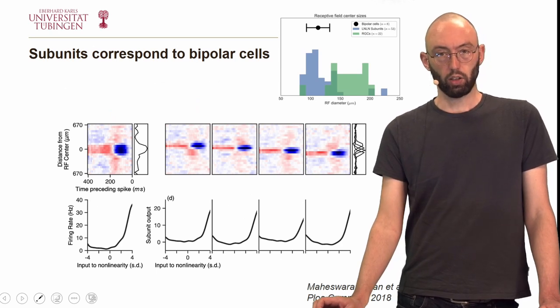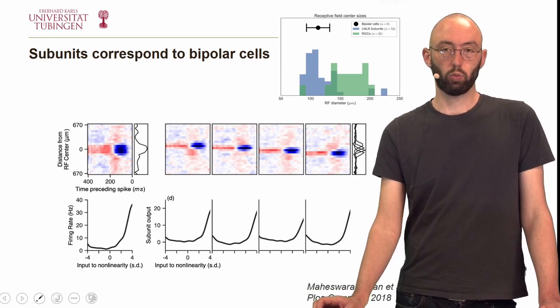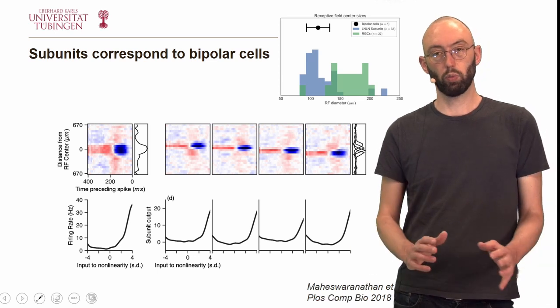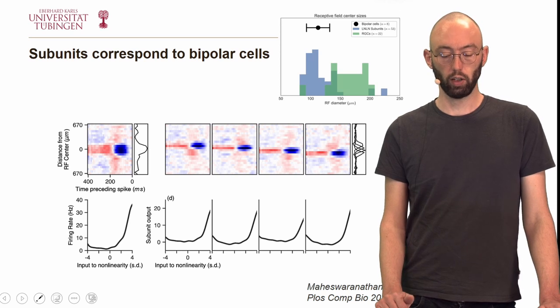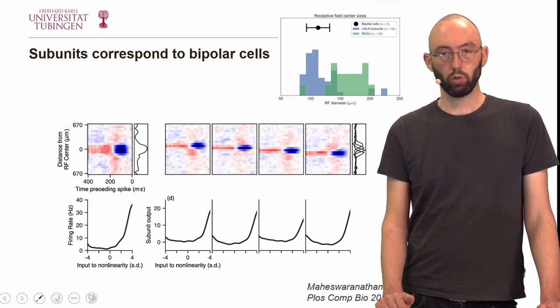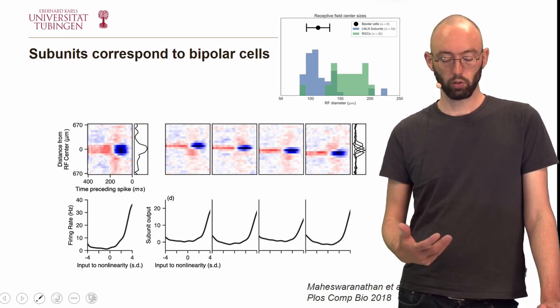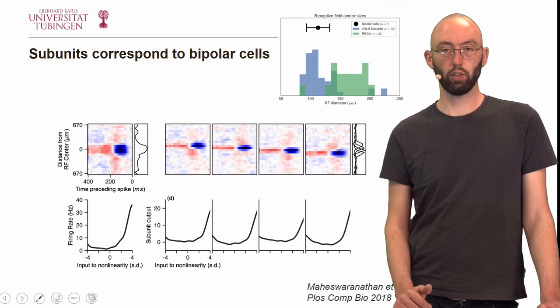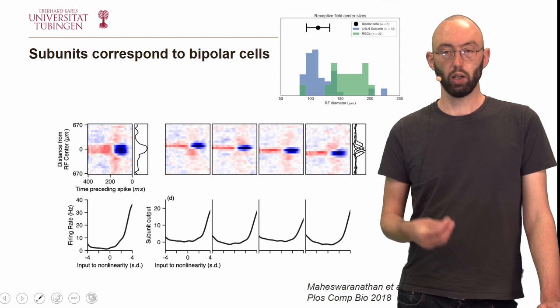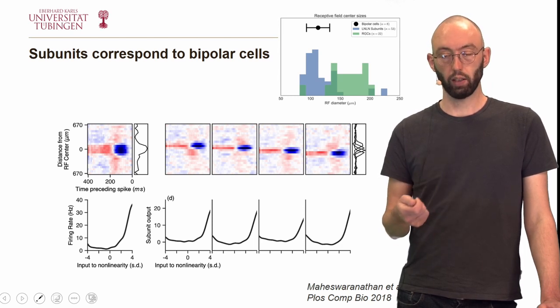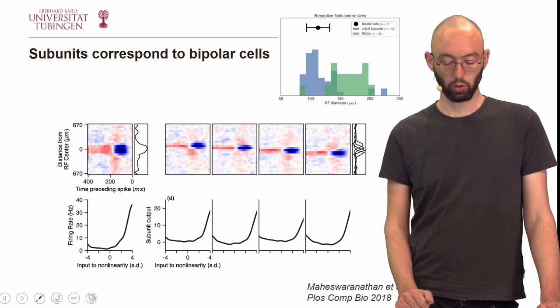In some cases, it actually has been shown that subunits in such a model can correspond to elements of the actual circuitry. So in the retina, ganglion cells get input from bipolar cells, which are presynaptic to them. And there's some evidence, at least in some recordings, that the subunits obtained by such subunit models actually correspond to individual bipolar cells.